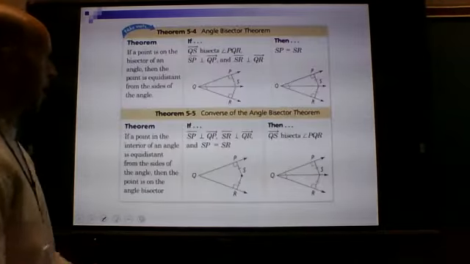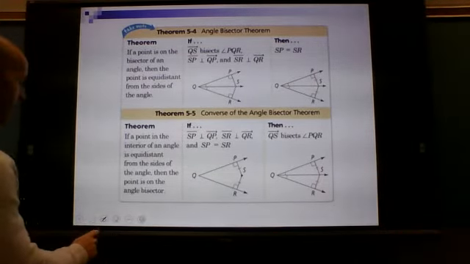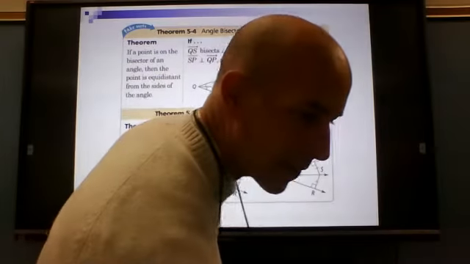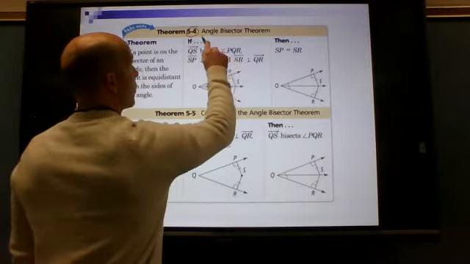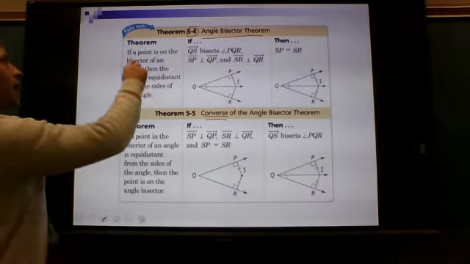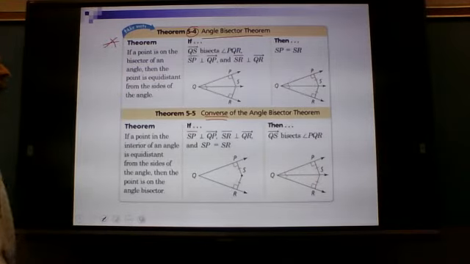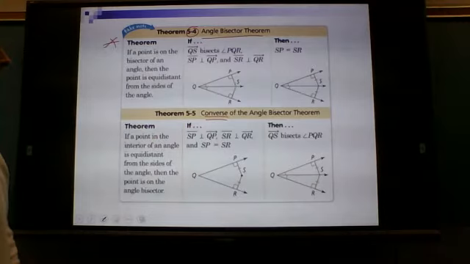Oops, not that far forward. So this is the last theorem, and again, this is kind of like the first one we did. By the way, we have about 15 minutes left. This one is Theorem 5.4, the angle bisector theorem, and then its converse. Again, I'm going to focus on this one up here. With the converses, you remember, we just take the if and the then and switch them around.